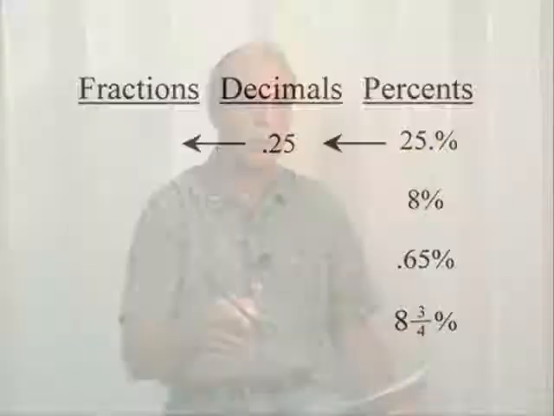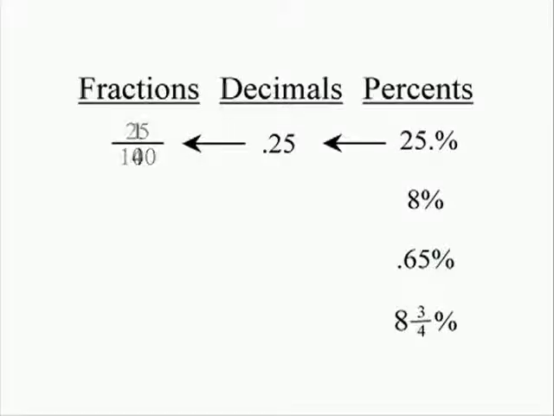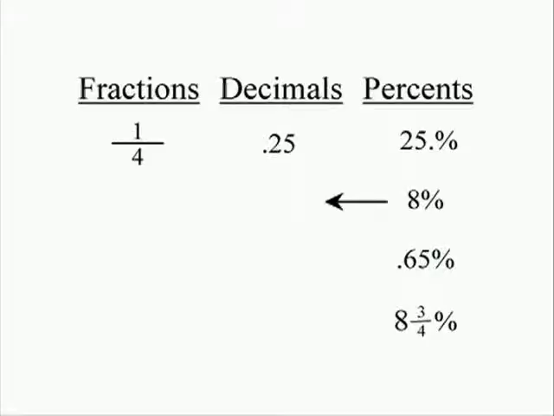25 hundredths, Mr. C. And now we want to change that to a fraction number. Because it's hundredths, we write the 25 over 100. Now this can be reduced. Yes, the top and the bottom can be divided by the common number 25, which leaves 1/4. What about the next one, 8%? It's understood that the decimal point is behind the 8.